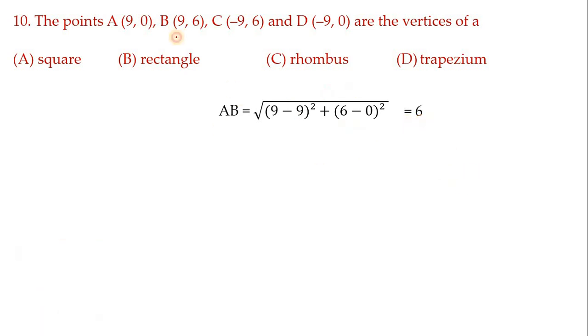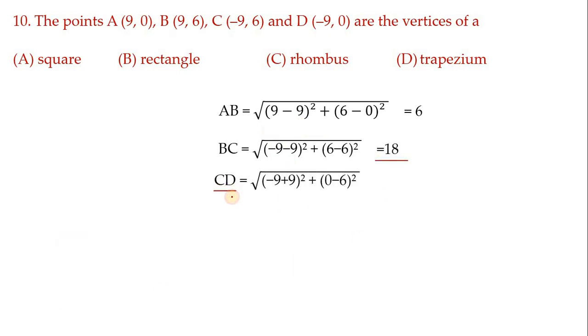Similarly find for BC now, children. Now add these two. So minus 9 minus 9 is minus 18 we get. So minus 18 whole square, plus, here 6 minus 6 is 0. 0 square means 0 only. So here as I said, minus 18 whole square. Square and square root will get cancelled, isn't it? So now what is left out? Only 18 will be left out for us.